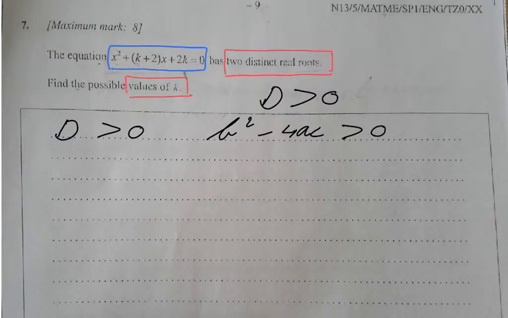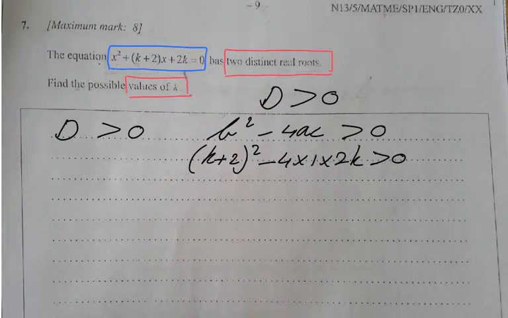Okay, so let's plug in the a, b, and c to find out what the values of k are going to be, because b is k plus 2, so (k plus 2) squared minus 4 times a times c, all of that has to be greater than 0 for it to have two distinct real roots. Okay, and then we simplify that. (k plus 2) squared. Let me just write down that. Hopefully you realize that is (k plus 2) times itself, (k plus 2). Let me simplify this side. Minus 8k is bigger than 0.